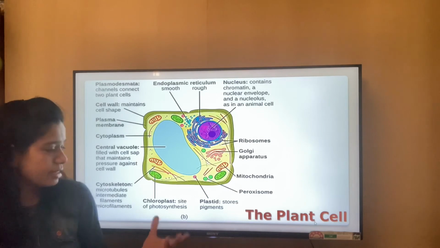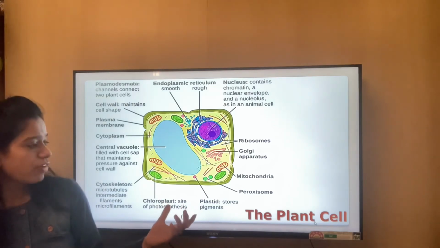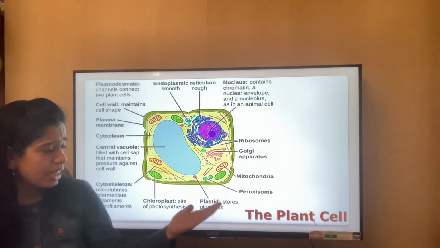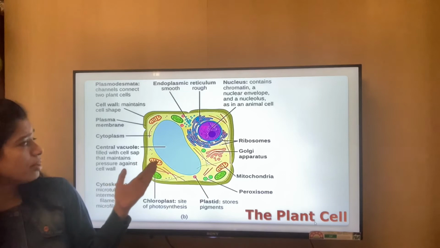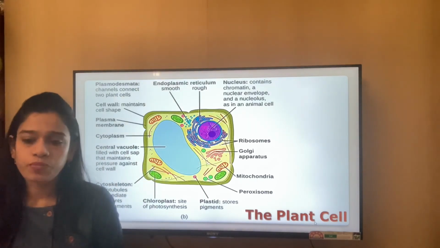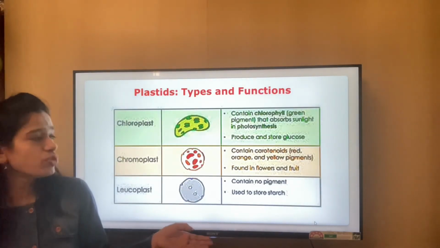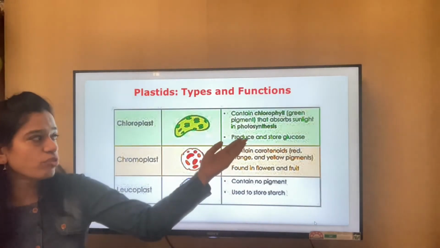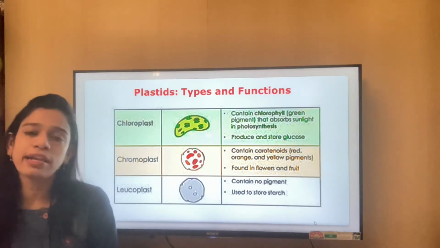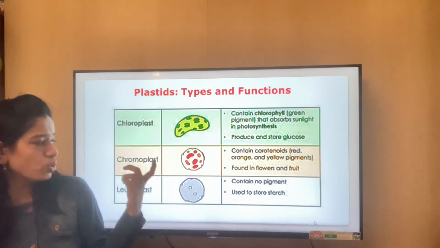are colorless in nature. These chloroplasts, chromoplasts and leucoplasts are also found in plant cells, which are absent in animal cells. These are the plastids, and the rest are more or less similar to the animal cell. Now these are the types of plastids. Just now which I was talking of, chloroplast contains chlorophyll, a green pigment, it absorbs sunlight during the process of photosynthesis, it produces and stores glucose.